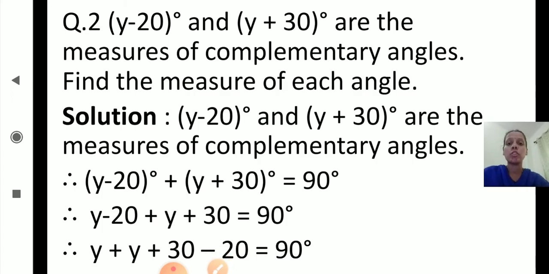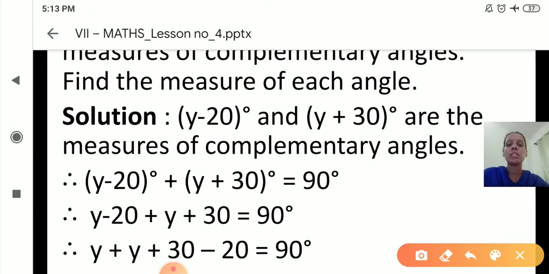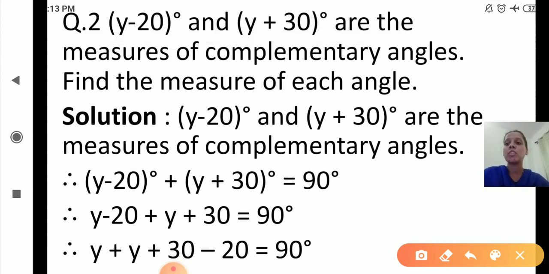Now the question number 2. As the measures of two angles are given here, that is y minus 20 degrees and y plus 30 degrees, you will find the measure of each angle. As these two angles are complementary angles, complementary angles means their sum is equal to 90 degrees, right? So first we will write down in the solution, it is given that y minus 20 degrees and y plus 30 degrees are the measures of complementary angles.